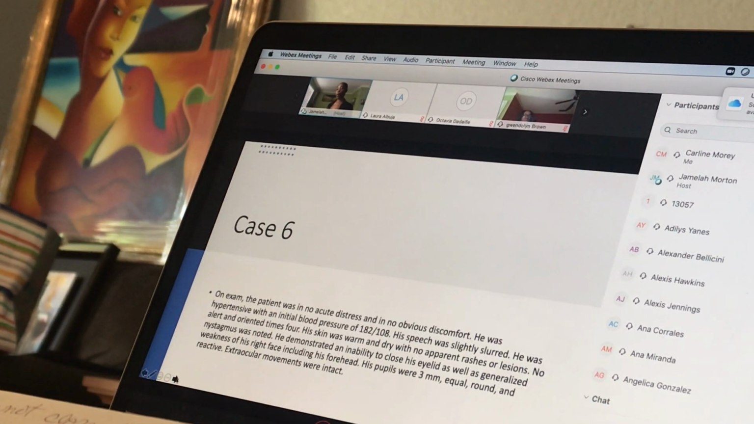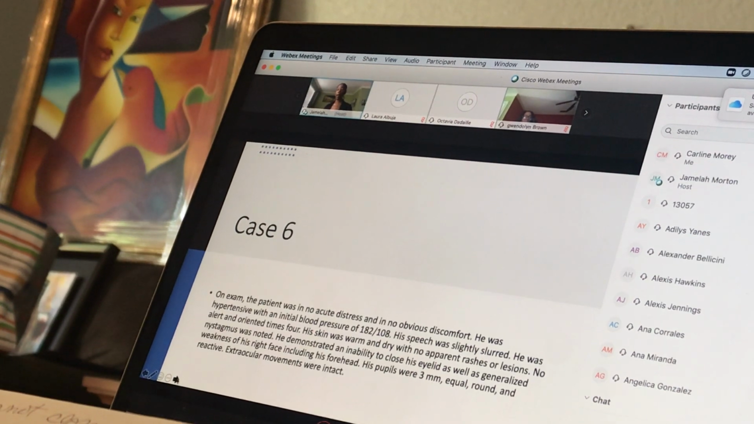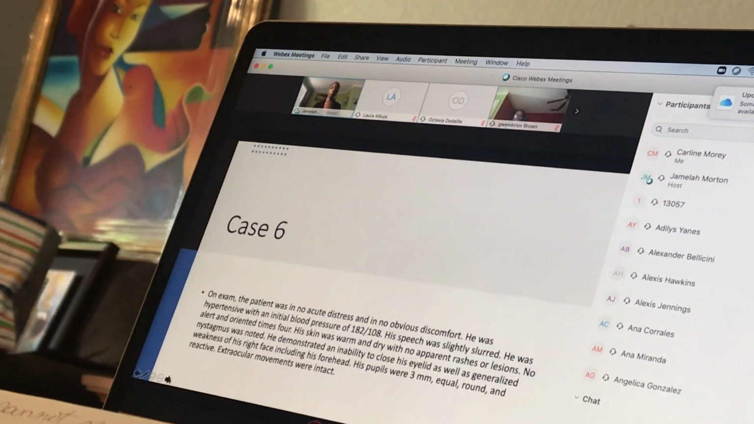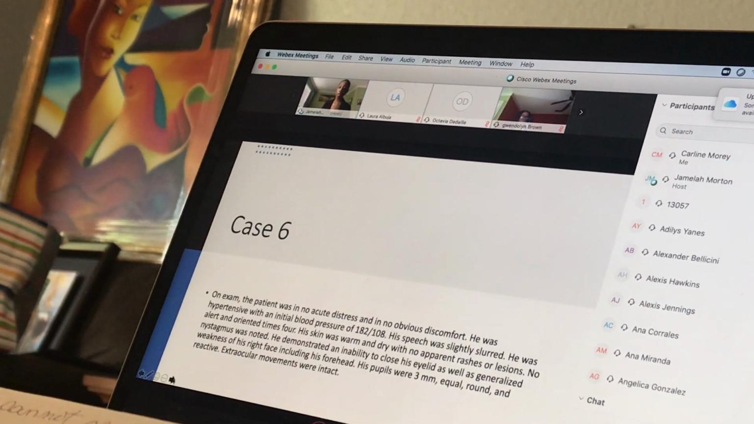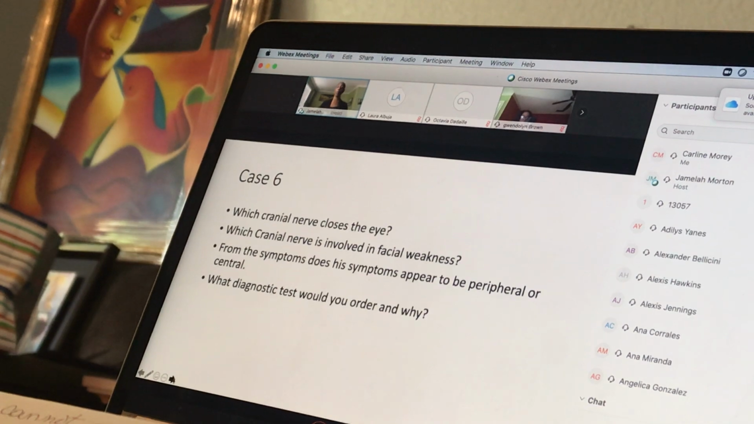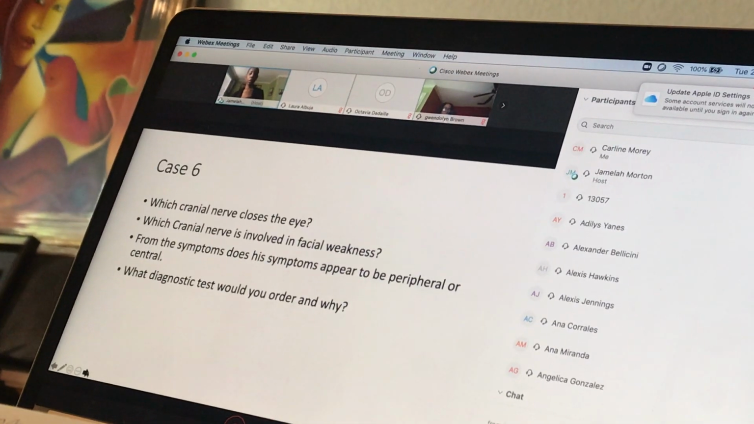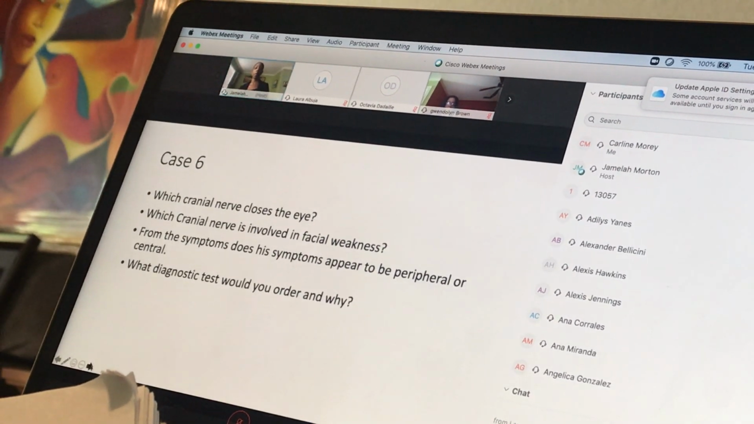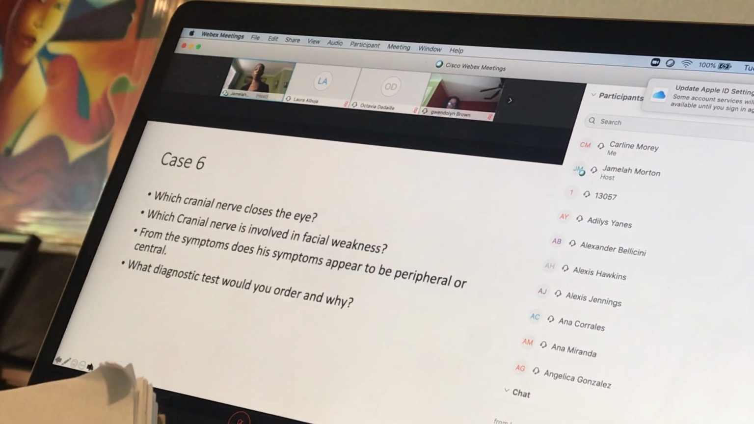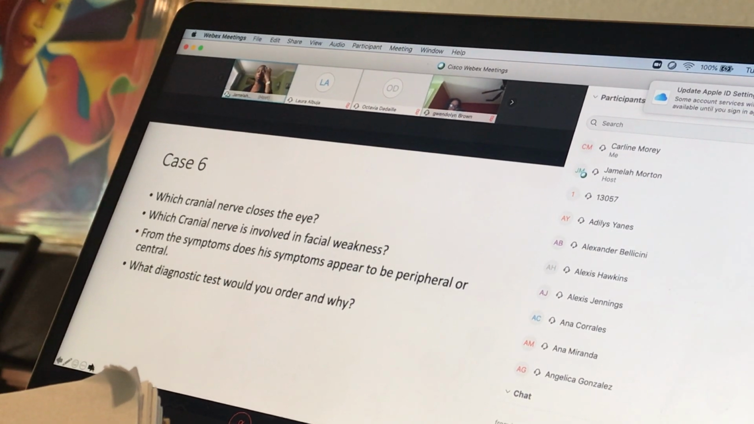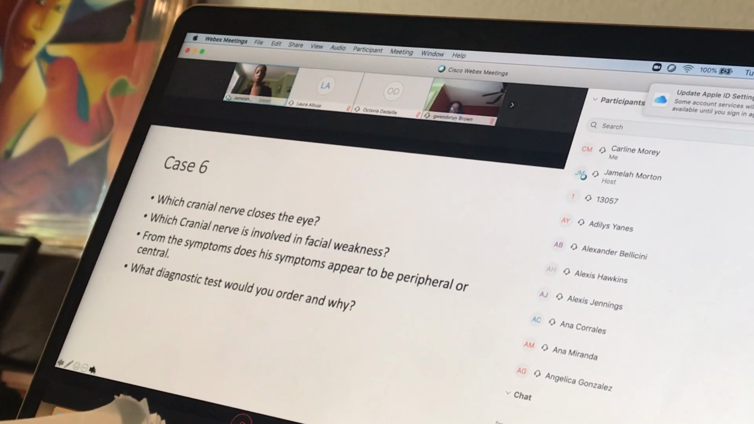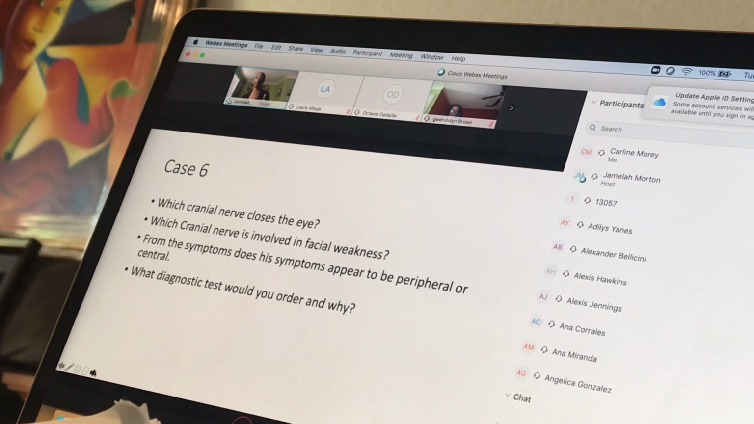And we already went through what cranial nerves are where, okay? Whichever technique is more comfortable for you, you can use that. So we already said which cranial nerve closes the eye. We said cranial nerve 7. Which cranial nerve is involved in facial weakness? We said cranial nerve 7. From the symptoms, do the symptoms appear to be peripheral or central? We said it was the entire 7th cranial nerve that was affected, so we think that it's more peripheral than central. And what diagnostic test would you order and why?